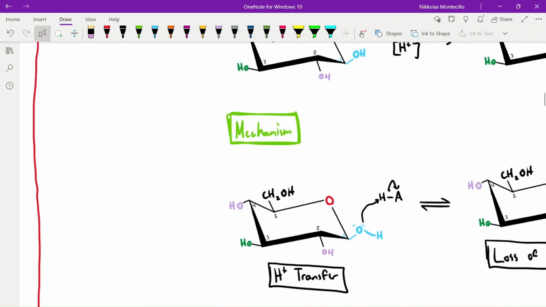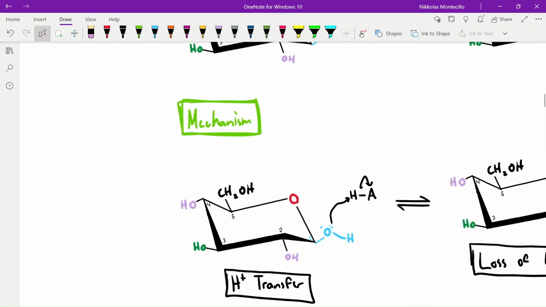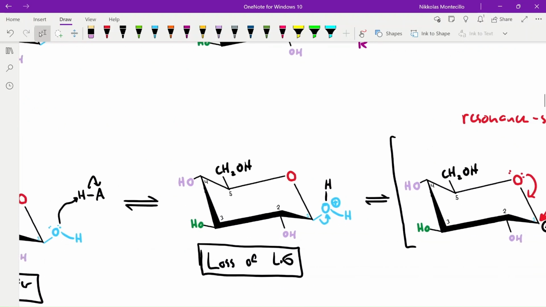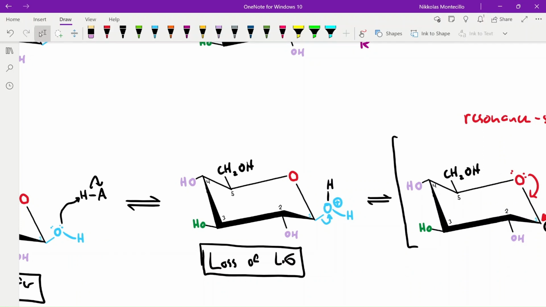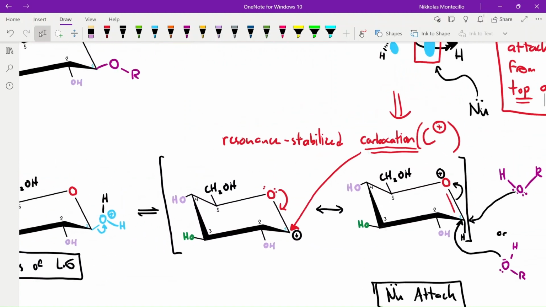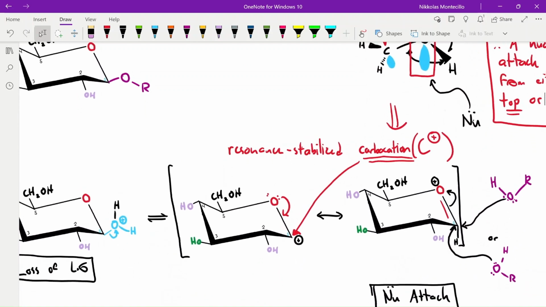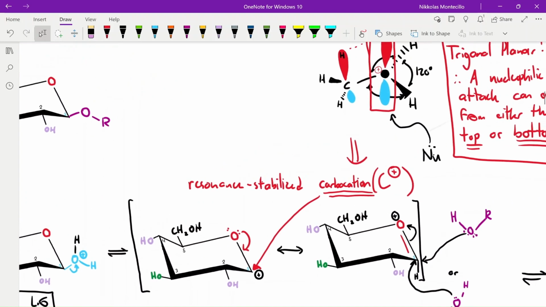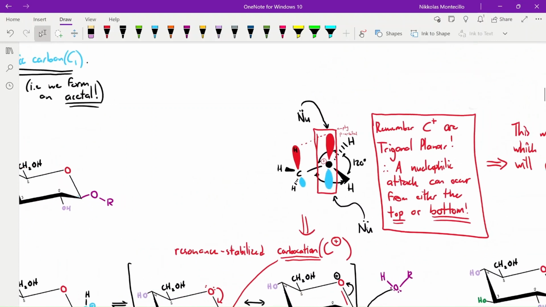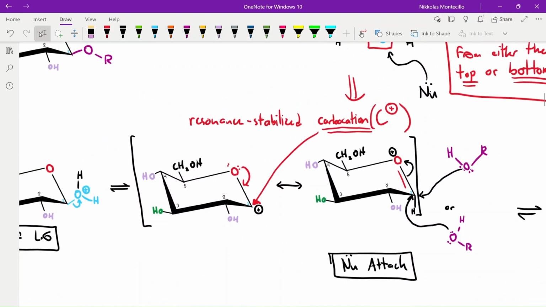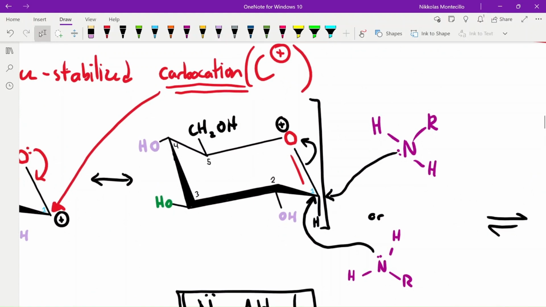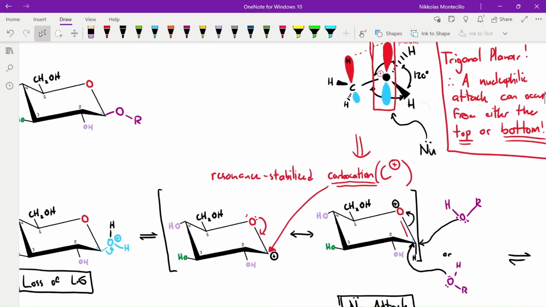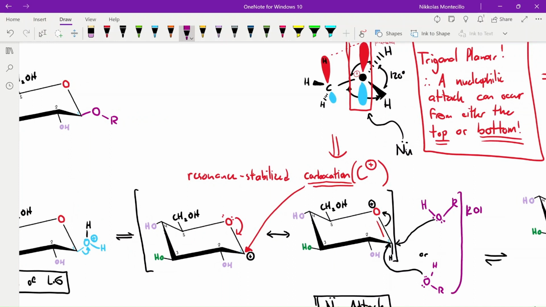So let's go through the mechanism. The mechanism starts with the protonation of the hydroxyl group of the anomeric carbon. We can see that there is the loss of a leaving group here, where the hydronium ion is pushed out. We can see the formation of a resonance stabilized carbocation. So this carbohydrate contains a carbocation that is stabilized by resonance. And we can see here that a nucleophilic attack occurs by the alcohol, which in this case is just a variable alcohol, or ROH.